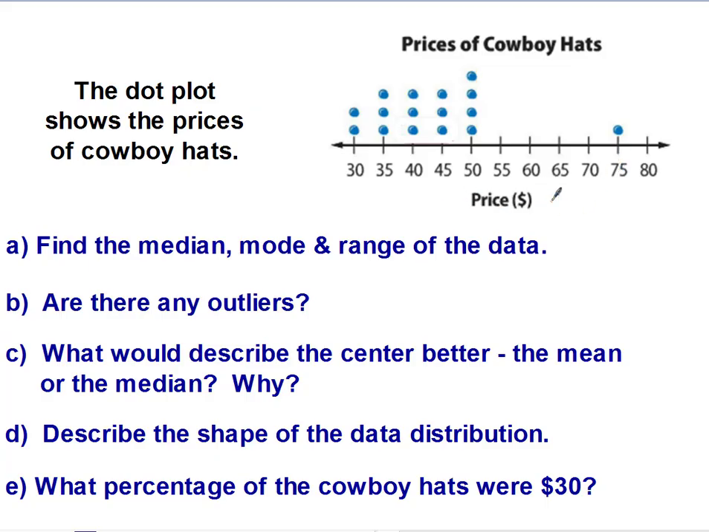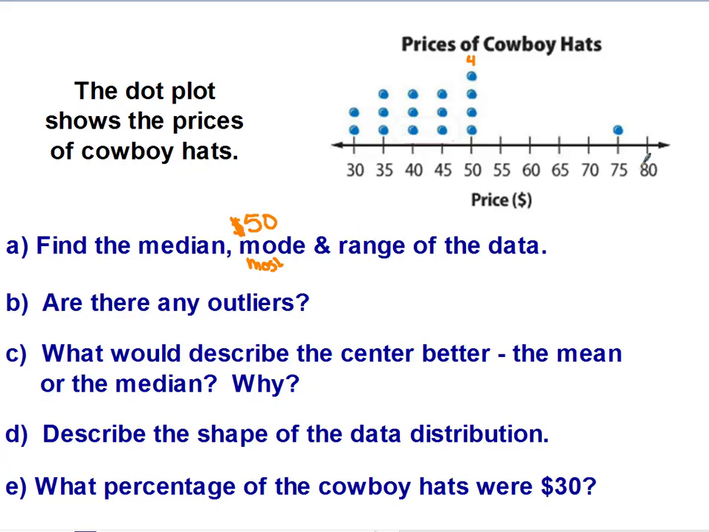Okay, so let's work with letter A. Find the median, mode, and range of the data. Well, we've done that before. We can easily find that. Let's start with the mode. Remember mode, think of most, and my most used number would be 50. So I have 1, 2, 3, 4. It's the one that I have the most of. So my mode is $50. Range.